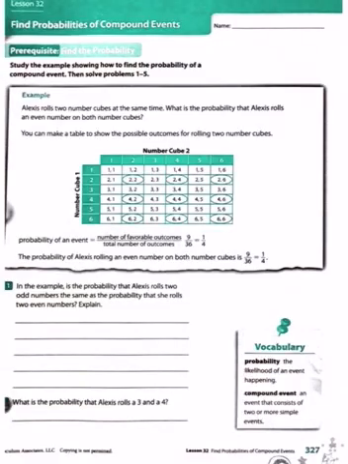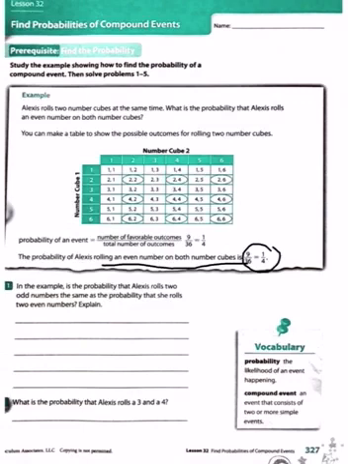Number 1. In the example, is the probability that Alexis rolls 2 odd numbers the same as the probability that she rolls 2 even numbers? Explain. So in the example, she did the probability of rolling an even number on both cubes and got 9 over 36, or 1/4.